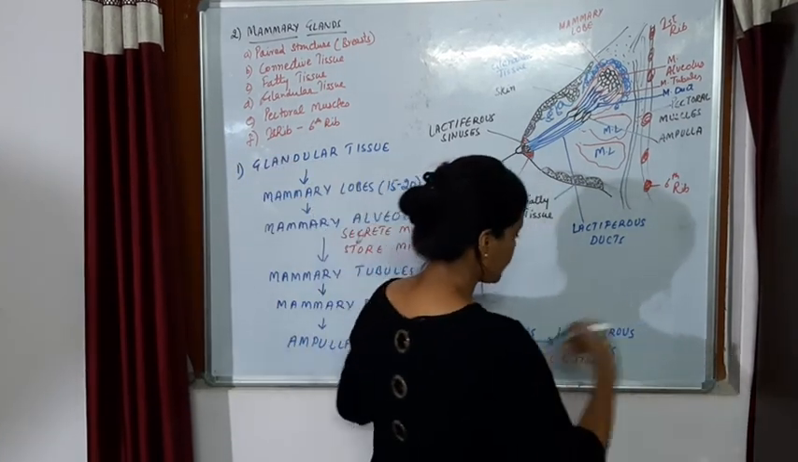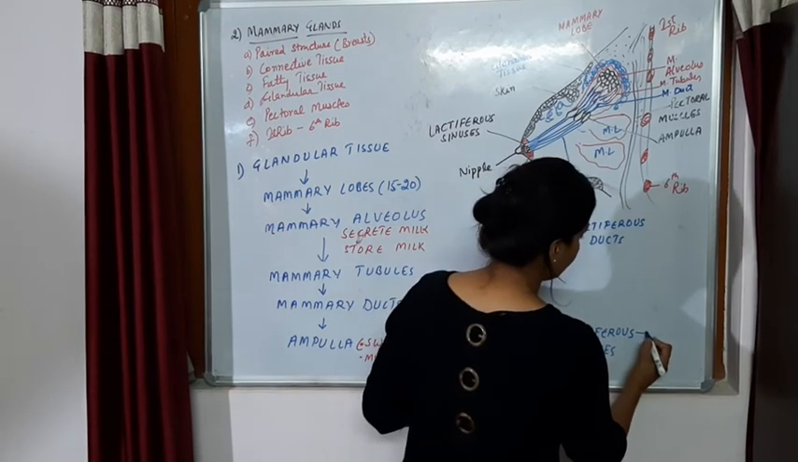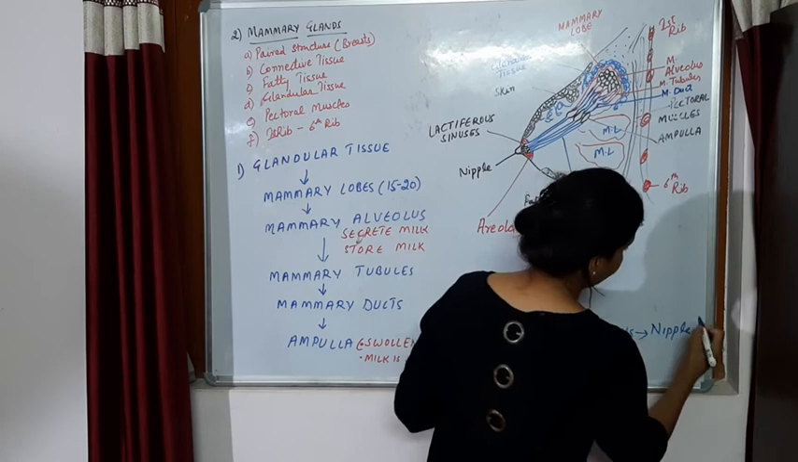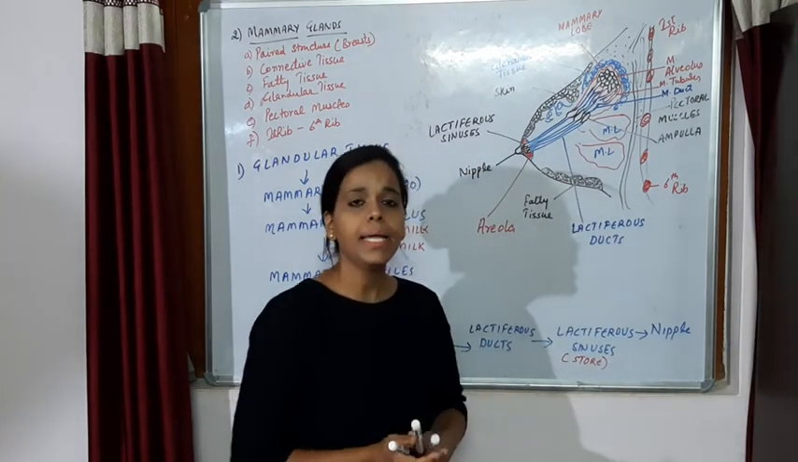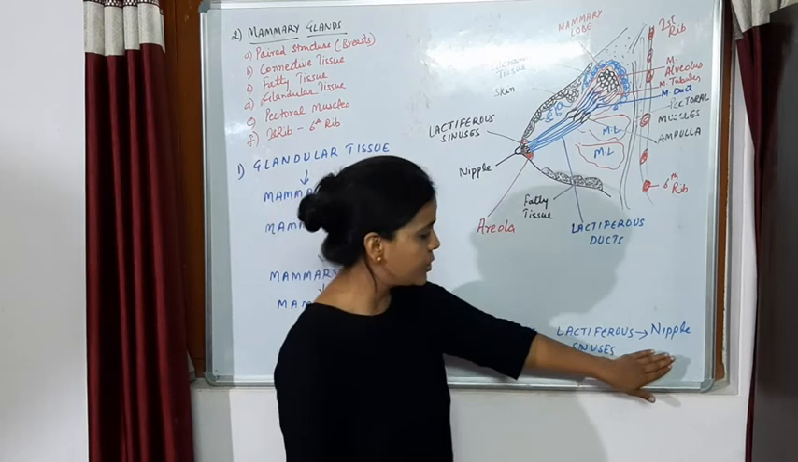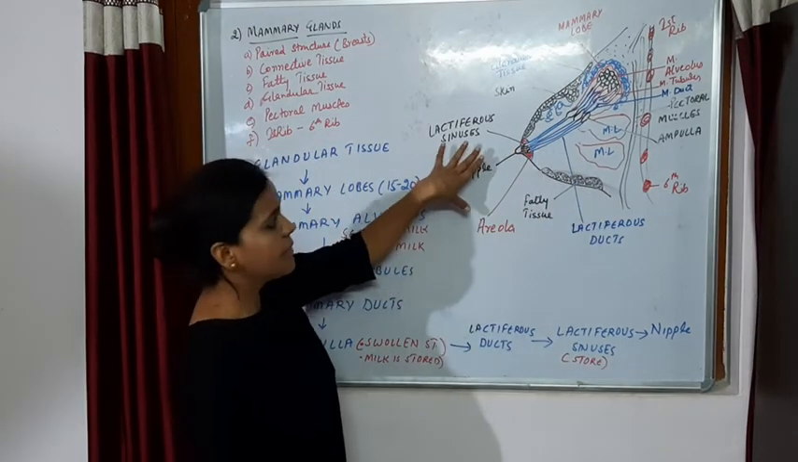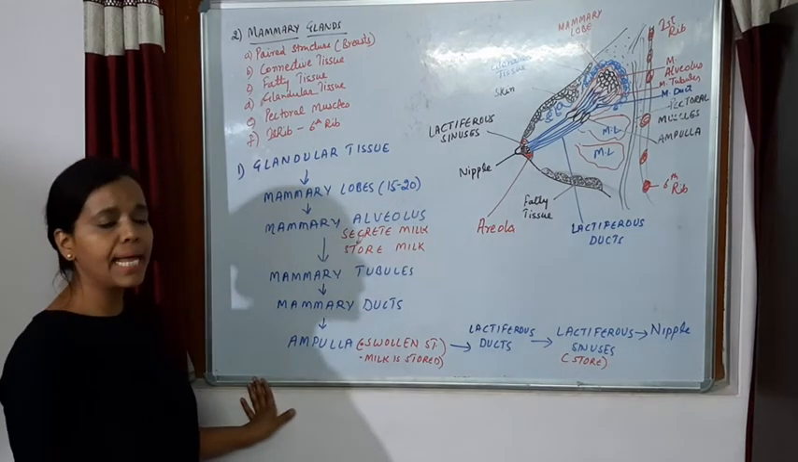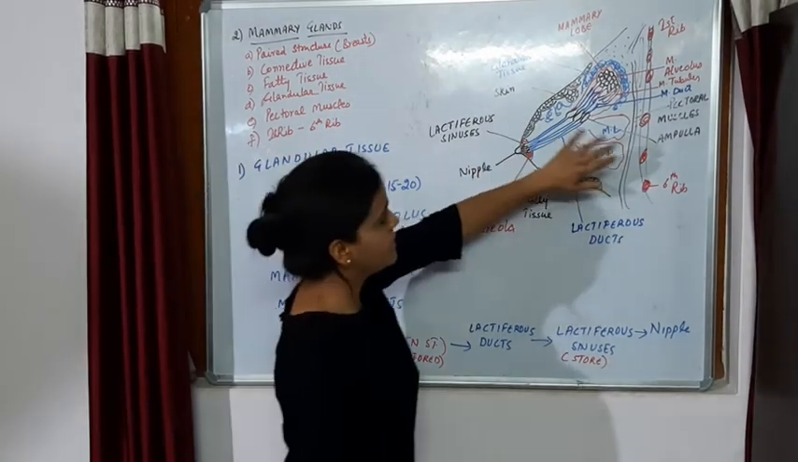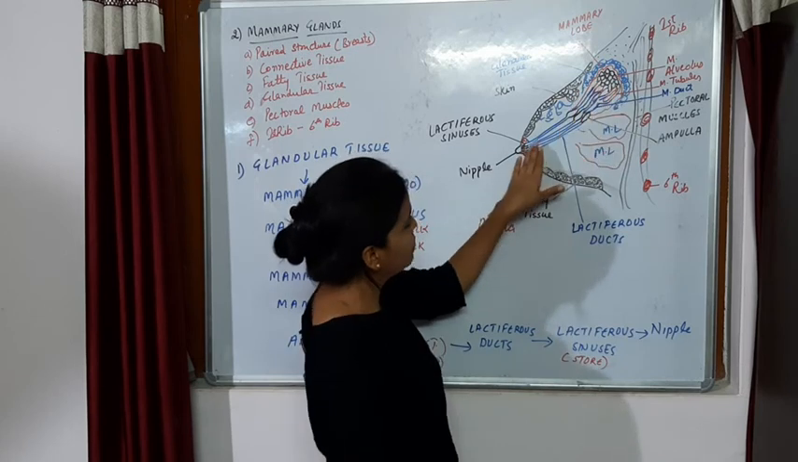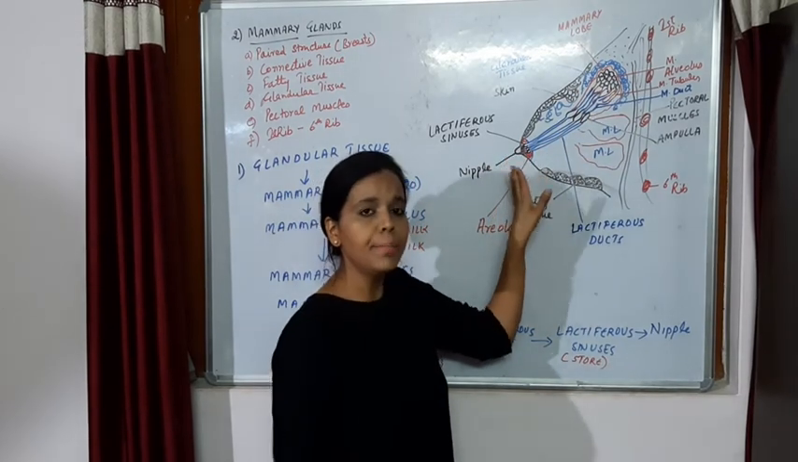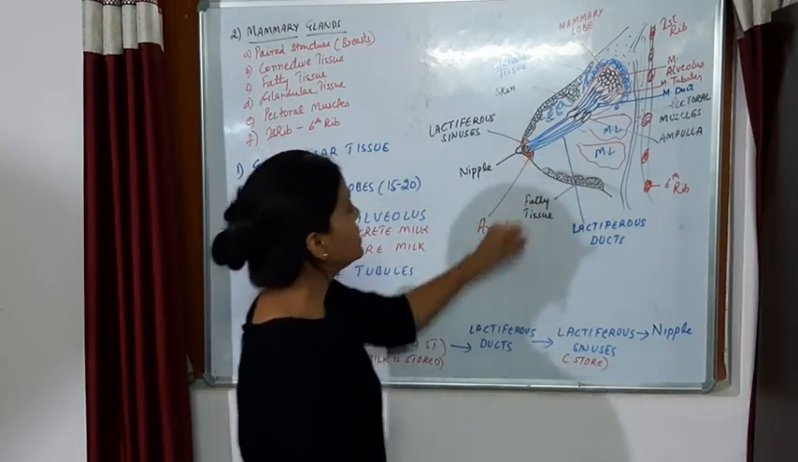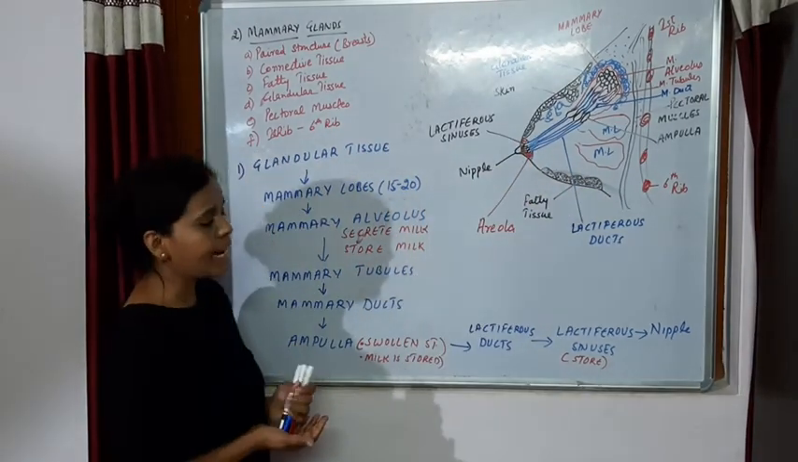After the lactiferous sinuses, the milk is taken by the baby by the suckling action, and the milk is released outside. So this is the whole process, how the mammary gland secretes the milk and how it is moved towards the nipple through different ducts and tubules. So this is the structure of a mammary gland, right?